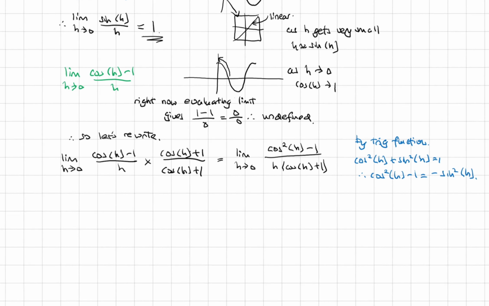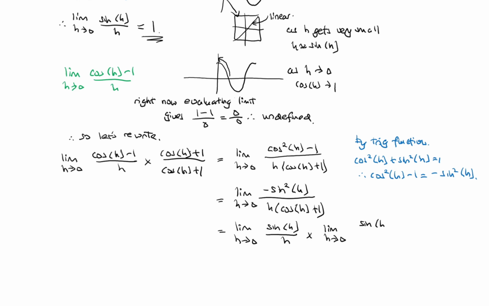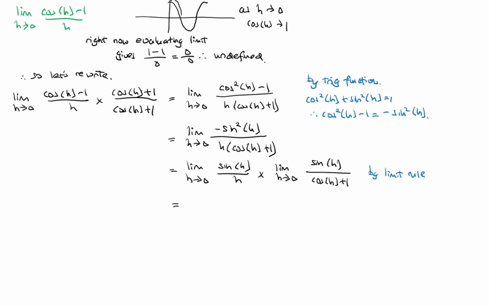And so let's substitute that in. That equals the limit as h approaches 0 of negative sine squared h divided by h times cos of h plus 1. And let's split this into two limits: the limit as h approaches 0 of sine of h divided by h, and the limit as h approaches 0 of sine of h divided by cos of h plus 1. Note that there should be a negative for the right limit. It should be a negative sine h.